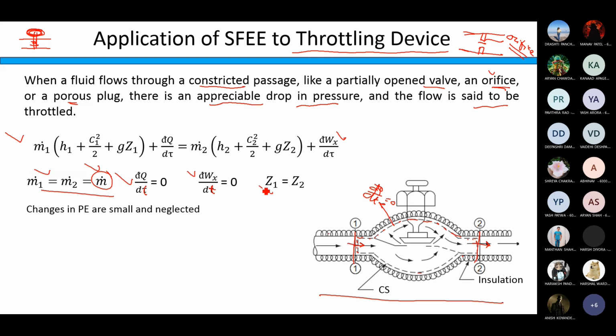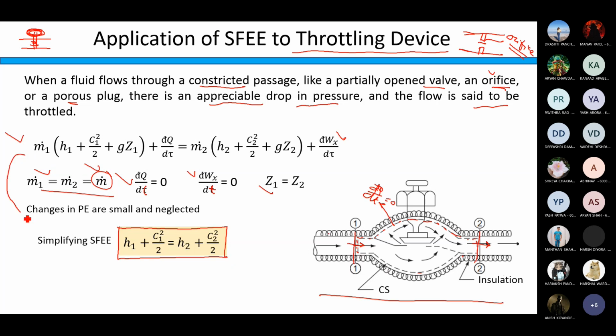So the simplified form of the equation will look like this now. There are two possibilities in this. You can consider the changes in potential energy, or you can ignore it, and simplify the equation similar to the previous case. So you will get the same equation which you have derived for the nozzle or diffuser. So the simplified form of the steady flow energy equation will look like this.